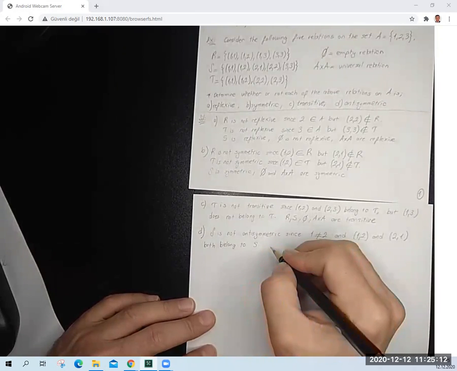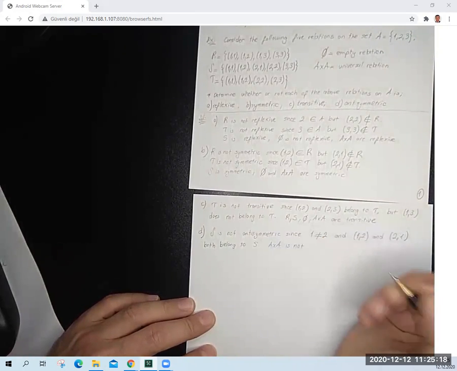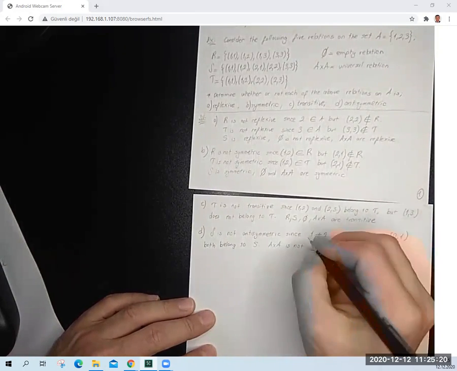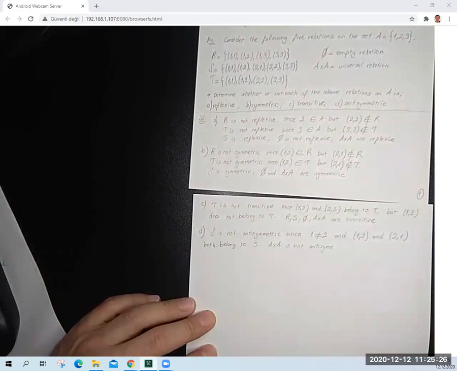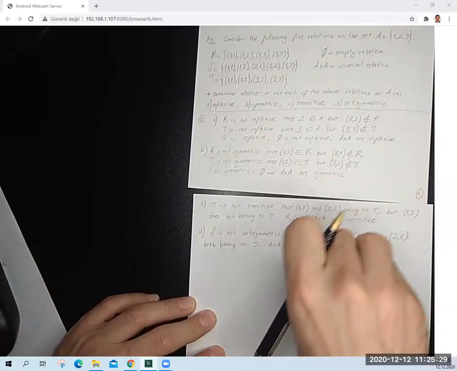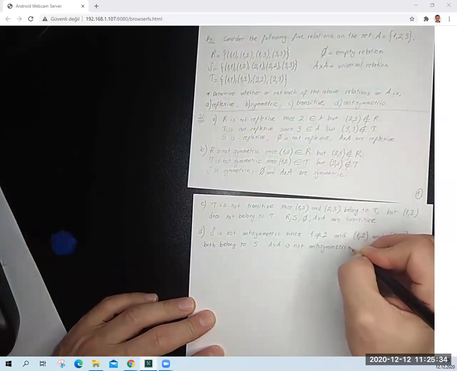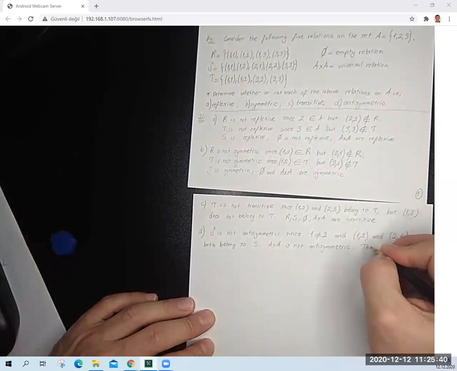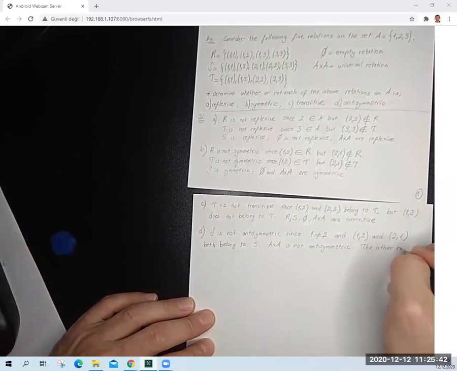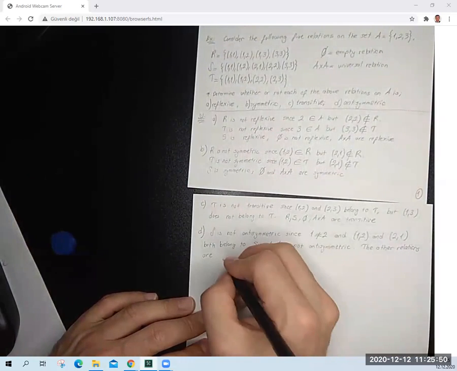There is also a product A that is not antisymmetric. The rest of the relations are antisymmetric.